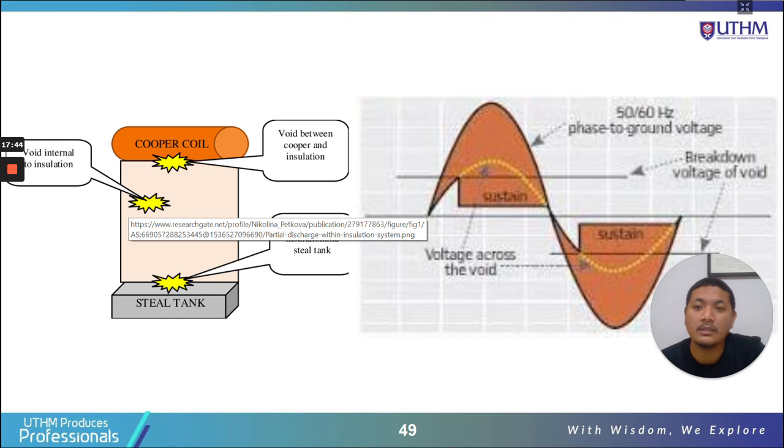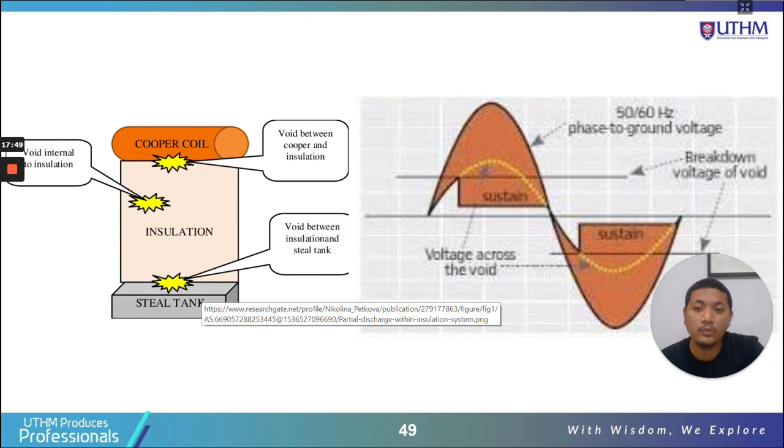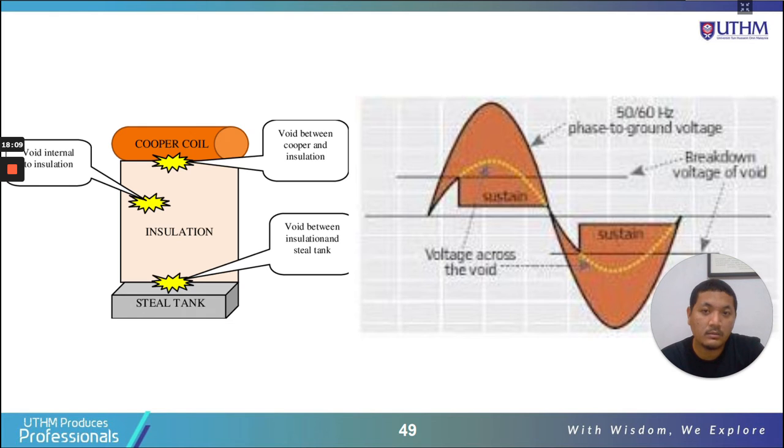So you can see here two conductors or two electrodes in between insulation. This is an example of a transformer. In a transformer we have winding. The winding is copper coil, and we have insulation, for example oil, and then we have a steel tank. The tank of the transformer is grounded, the copper coil is high voltage, right?